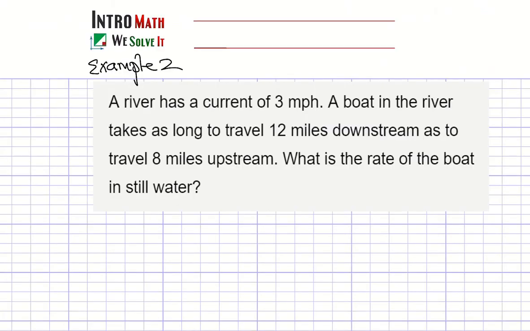Now look at the second example. It says a river has a current of 3 miles per hour. A boat in the river takes as long to travel 12 miles downstream as to travel 8 miles upstream. What is the rate of the boat in still water? Yeah, what they mean by still water, in case you haven't seen any problem like this, it means there's no wind. No wind is blowing on the boat, no tornado, no nothing. The water is just very quiet.